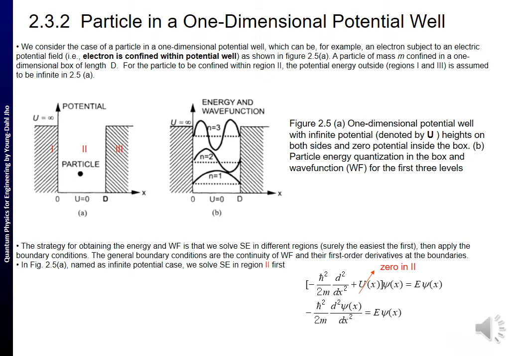Particle in a one-dimensional potential well. We consider the case of a particle in a one-dimensional potential well, which can be, for example, an electron subject to an electric potential field.